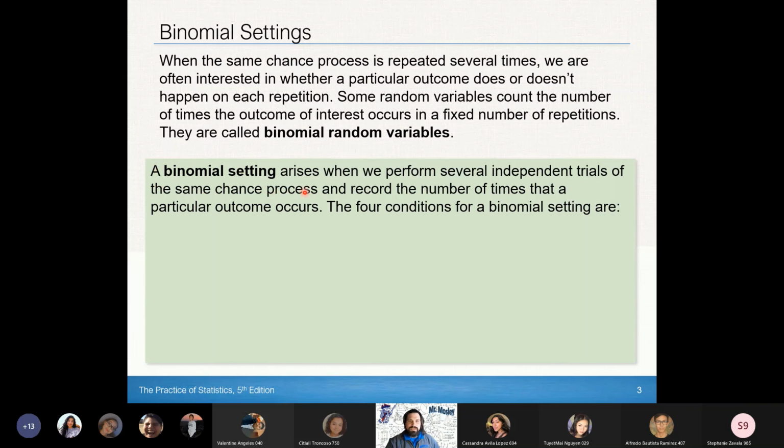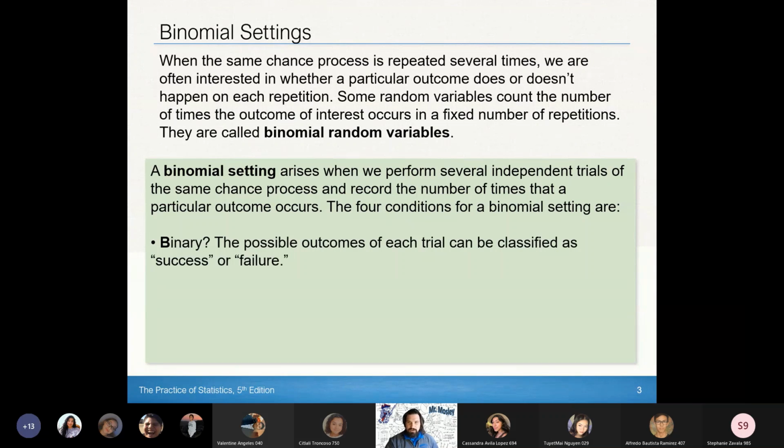A binomial setting arises when we perform several independent trials, that's important, of the same chance process and record the number of times that a particular outcome occurs. We can think of that as a success. The 4 conditions for a binomial setting are as follows. Is it binary? The possible outcomes of each trial can be classified as a success or a failure. You can either get what you want or not get what you want. Binary, 2 options.